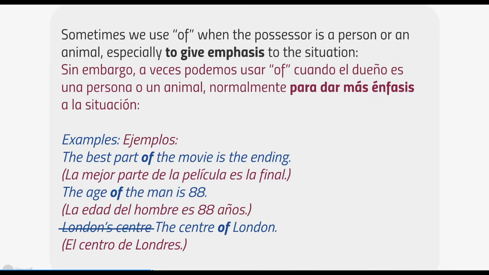Sometimes we use of when the possessor is a person or an animal, especially to give emphasis to the situation. Examples. The best part of the movie is the ending. The age of the man is 88. The center of London.